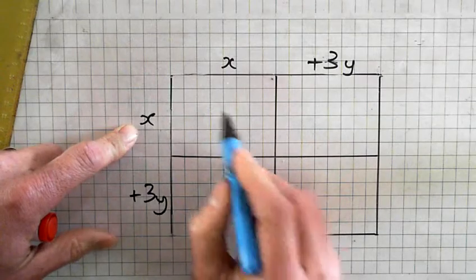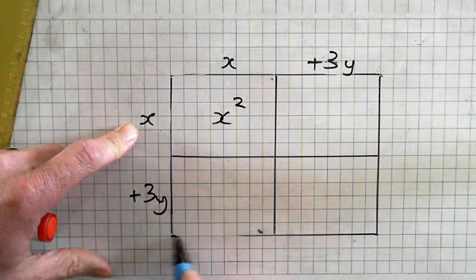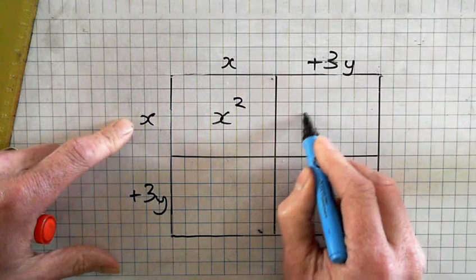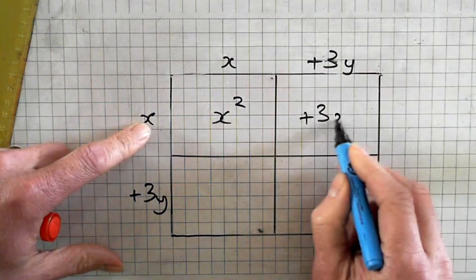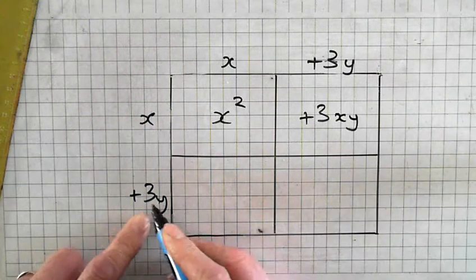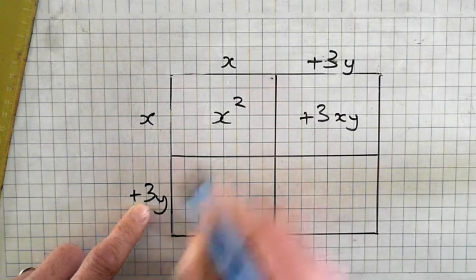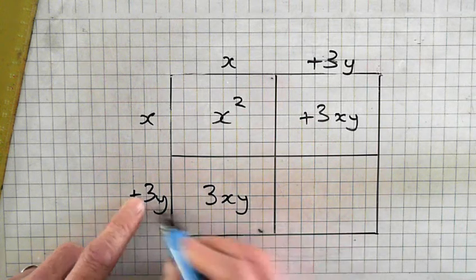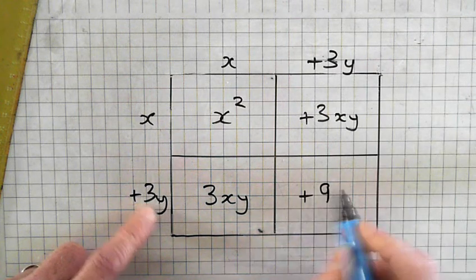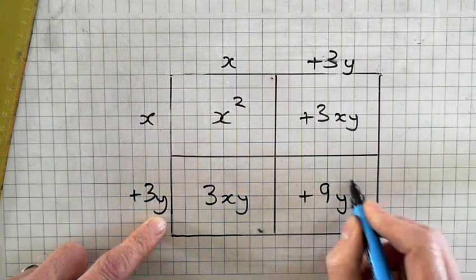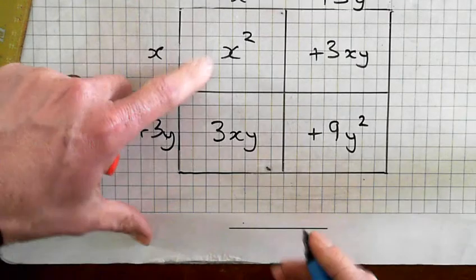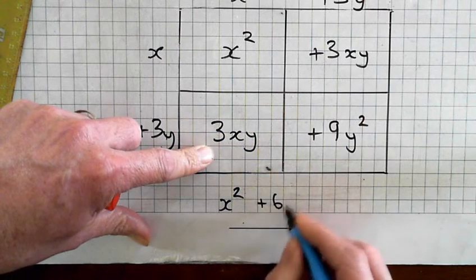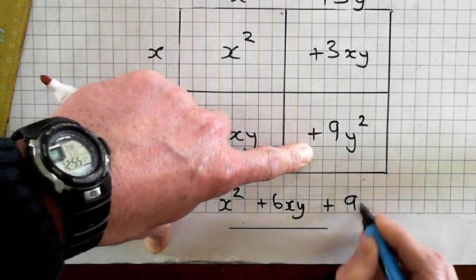X times x, x squared. x times 3y, first one, 3 times 1 is 3, x times y, xy. Now 3y times x, first of all 3 times 1 is 3, x times y is xy, and then 3 times 3 is 9, y times y, y squared. Now we've got x squared. We can add 3xy plus 3xy. And now we plus 9y squared.